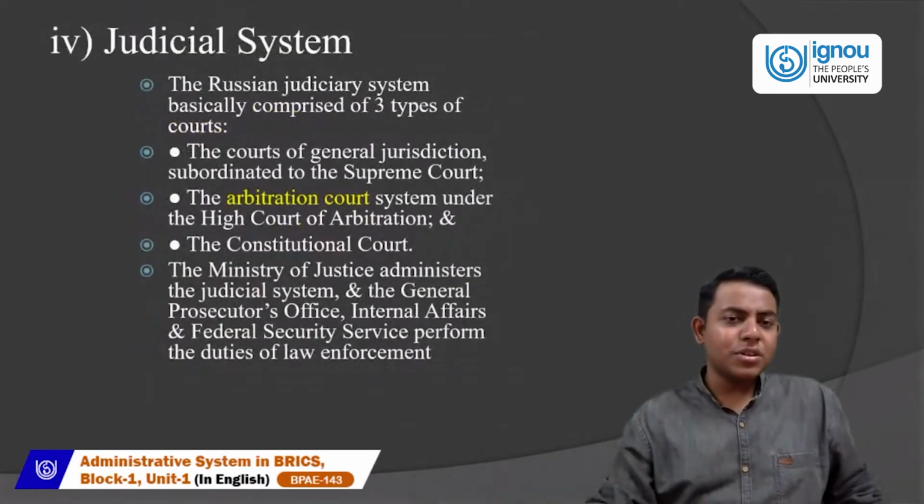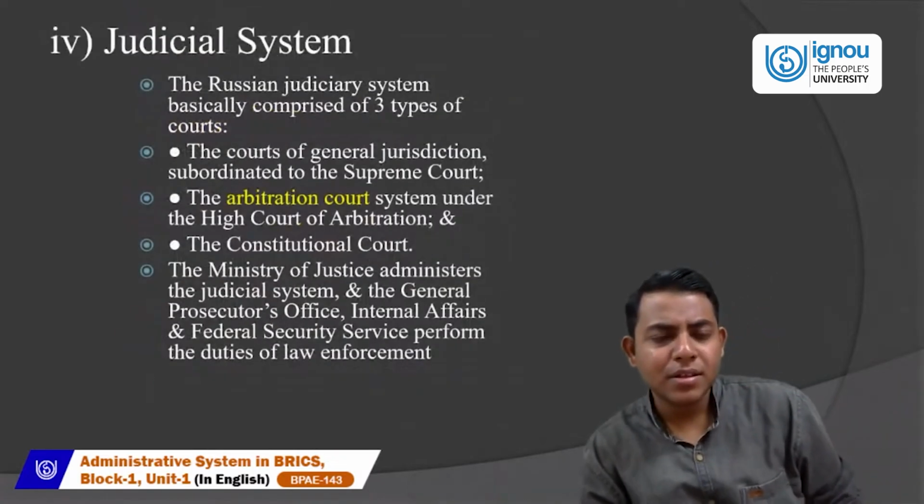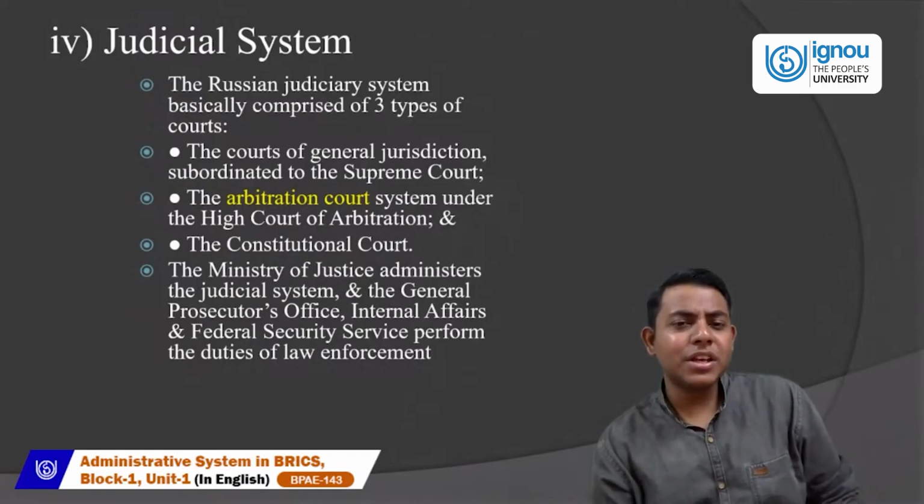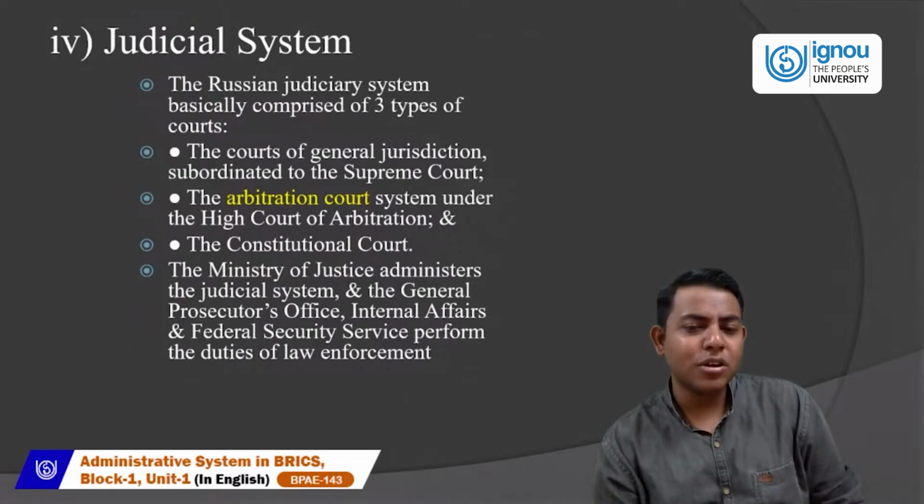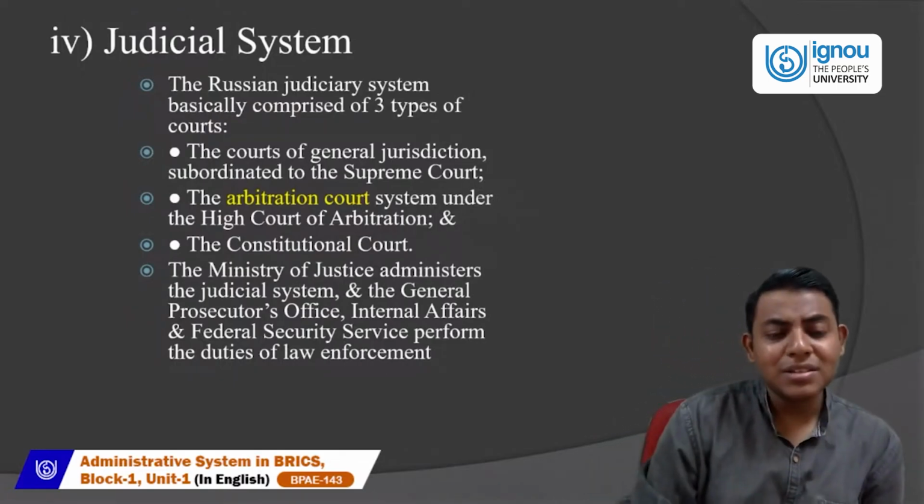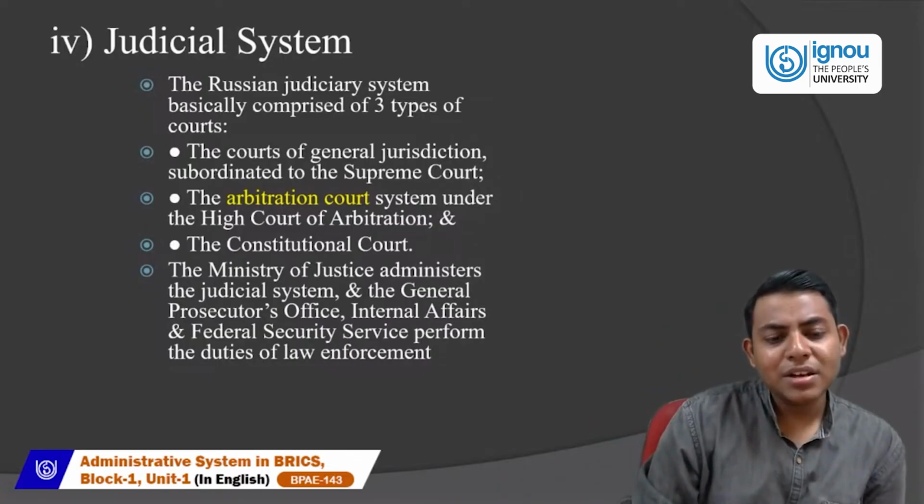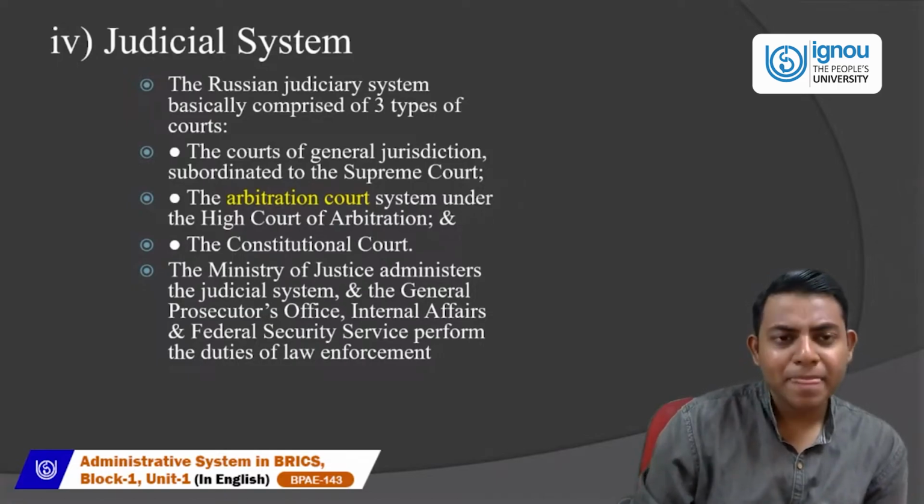So now let us discuss the judicial system. The Russian judicial system basically comprises 3 types of courts: The first is the courts of general jurisdiction, which are subordinated to the Supreme Court. The arbitration court system under the High Court of Arbitration, and also the Constitutional Court. So, the Ministry of Justice in Russia administers the judicial system and the General Prosecutor's Office. So, Internal Affairs and the Federal Security Service perform the duties of law enforcement also.